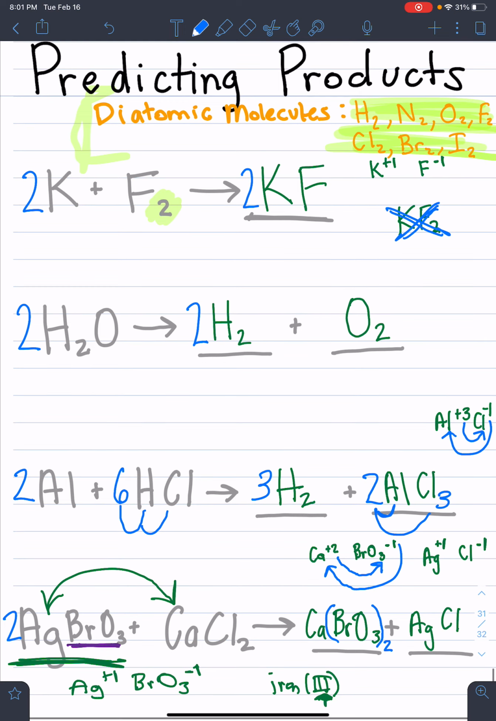All right, we have our Ca is a 1, Ca is a 1, Cl2 is a, or Cl is a 2. So this Cl also needs to be 2 over here. And then you can double check to make sure our Ags now are a 2 and a 2 on this side. BrO3 is a 2 and a 2 here. Ca is a 1, Ca is a 1, Cl is a 2, Cl is a 2.